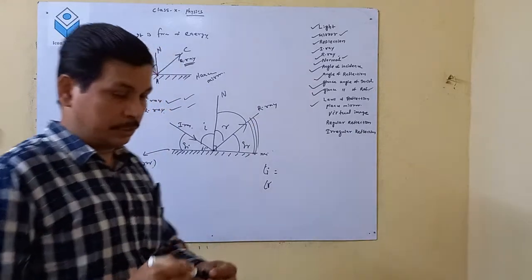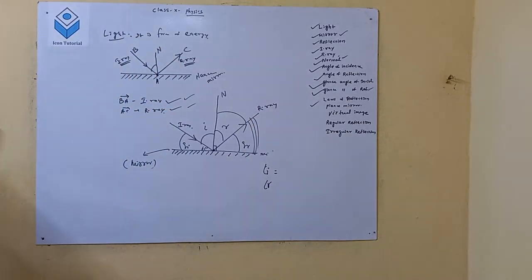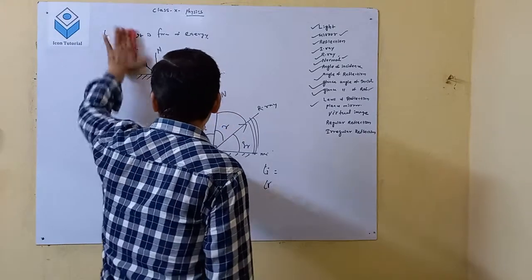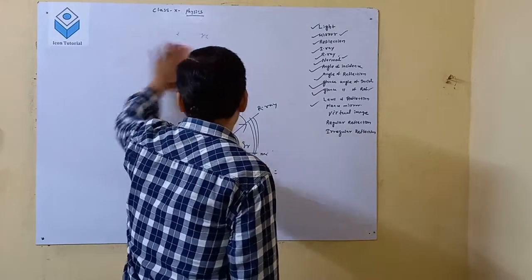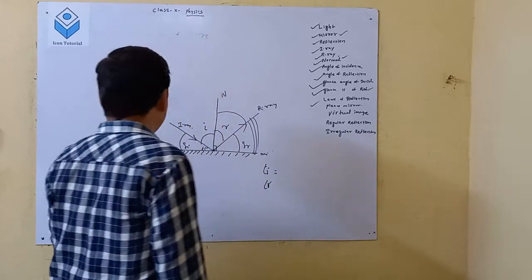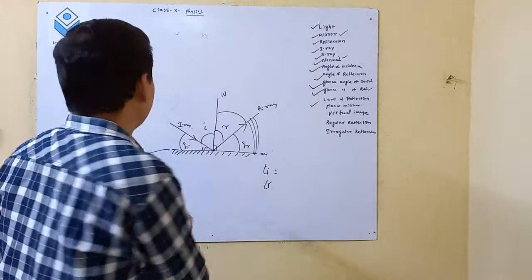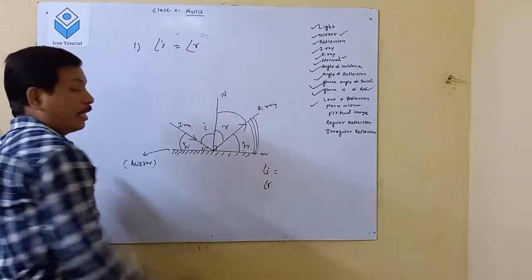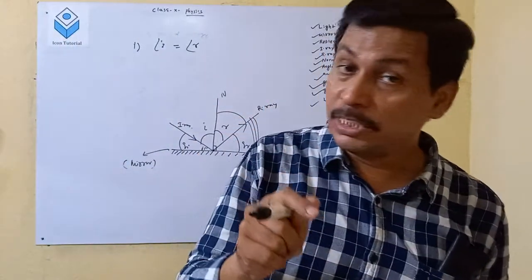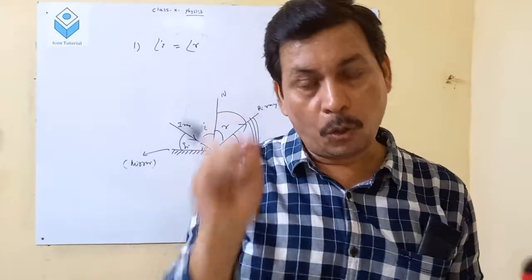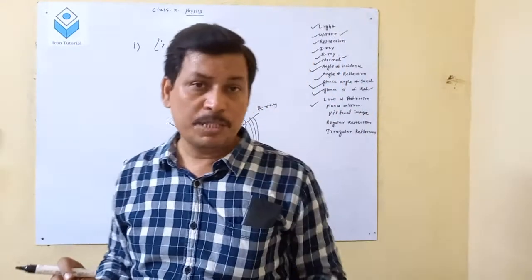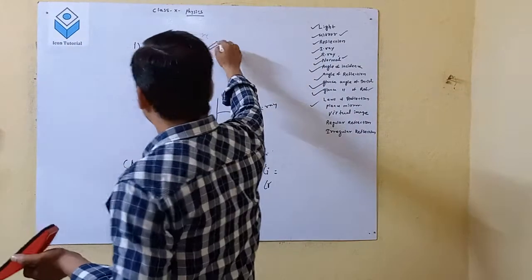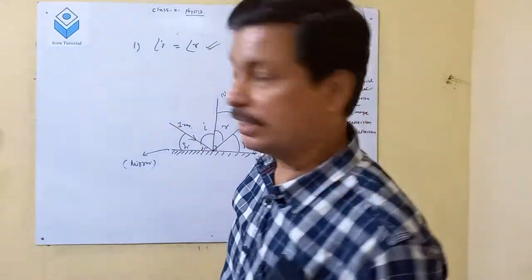What are the laws of reflection? We'll discuss the laws of reflection in a plane mirror. In the laws of reflection, the first law is that the I angle is equal to the R angle. The angle of incidence is equal to the angle of reflection. Always in a mirror, whether it is a spherical mirror or a plane mirror, the angle of incidence is equal to the angle of reflection.